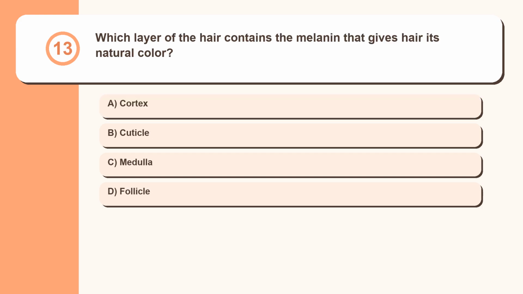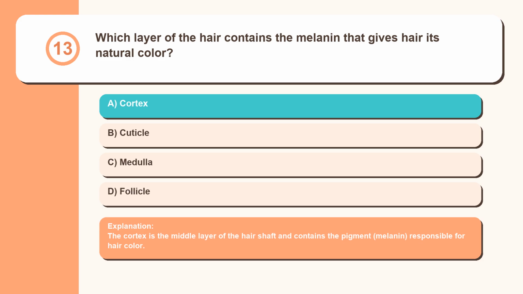Question 13. Which layer of the hair contains the melanin that gives hair its natural color? Cortex, cuticle, medulla, follicle. The cortex is the middle layer of the hair shaft and contains the pigment, melanin, responsible for hair color.